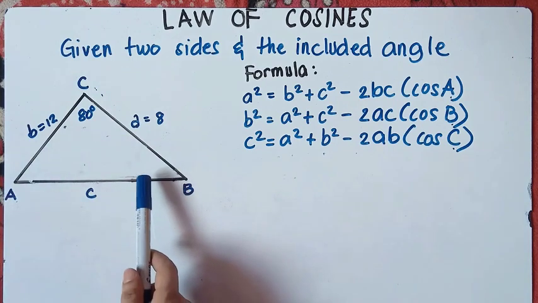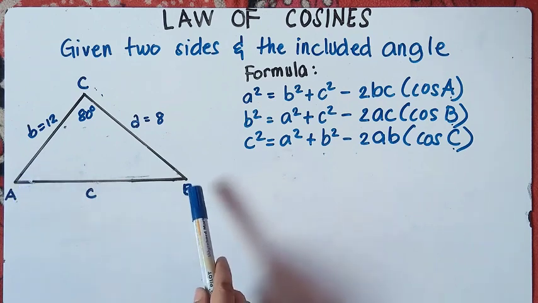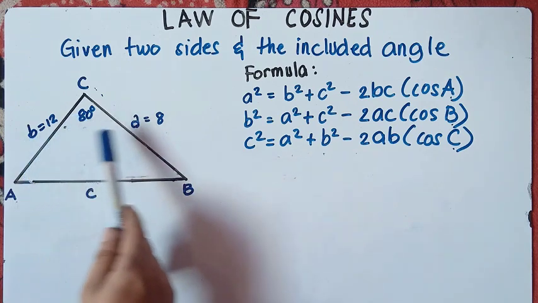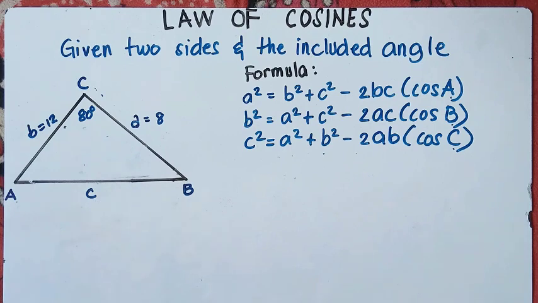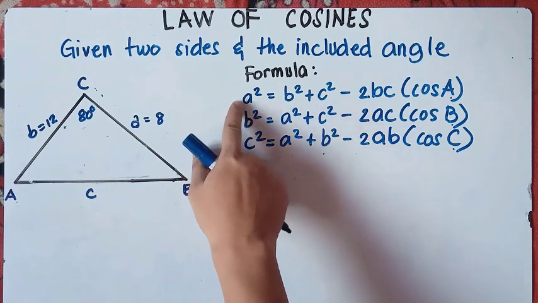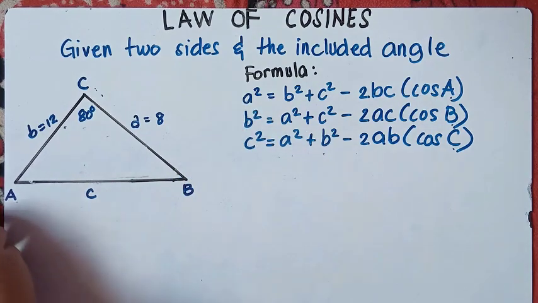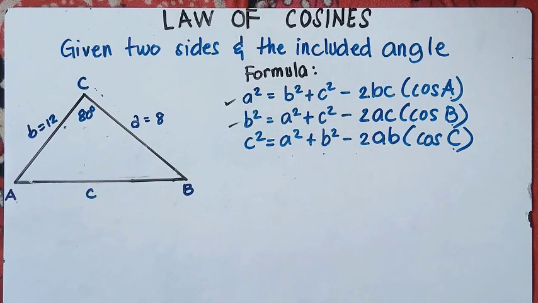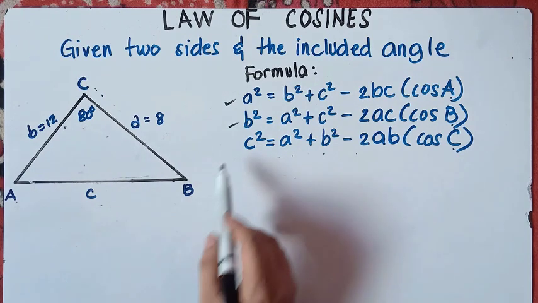To check this one, we don't have the value of angle A, we don't have the value of angle B, but we have the value of angle C. We have side b and side a, but we don't have side c. So the first thing you need to do is check the formula. Do we have the side we need to find? Since we already have a and b, we can use this one to find side c.